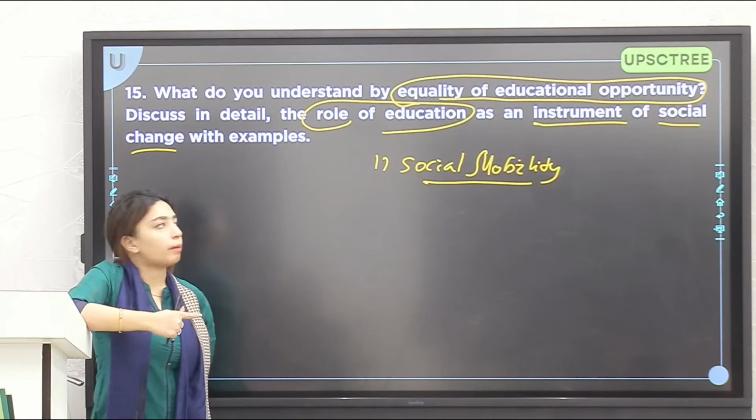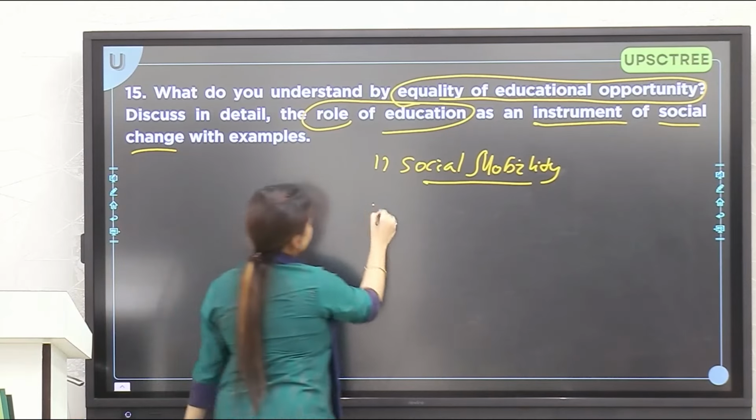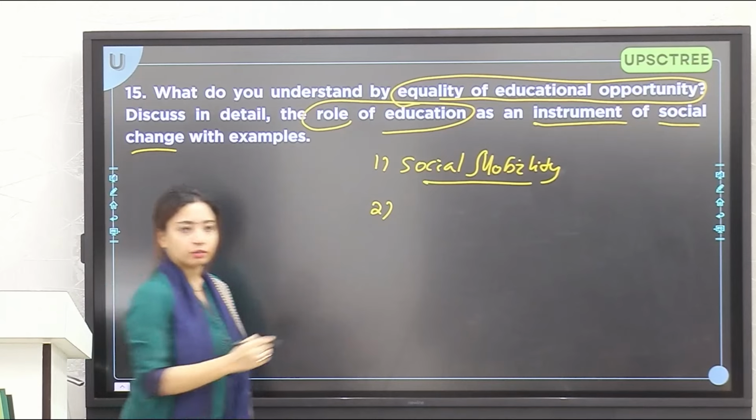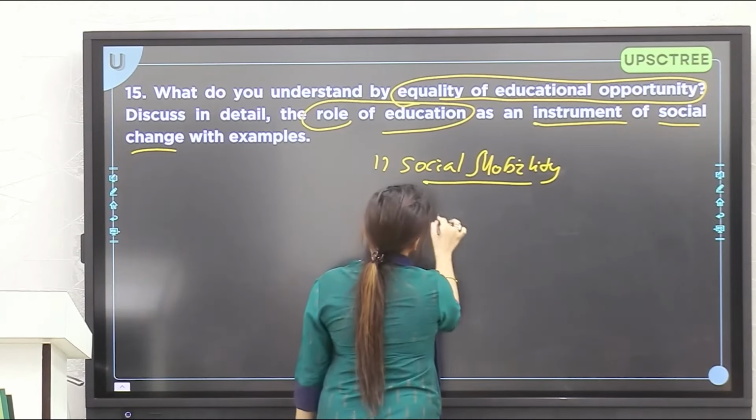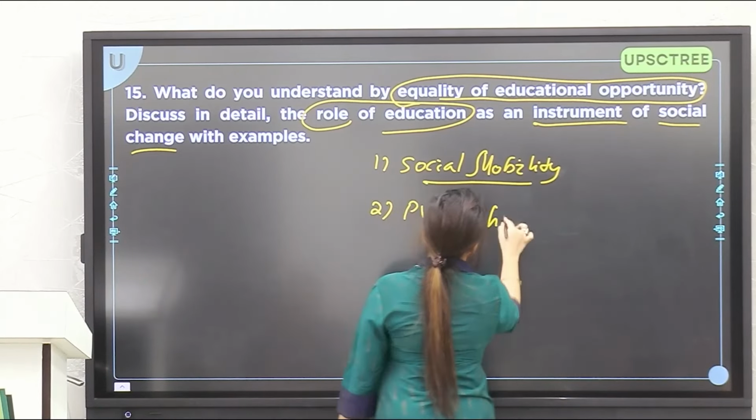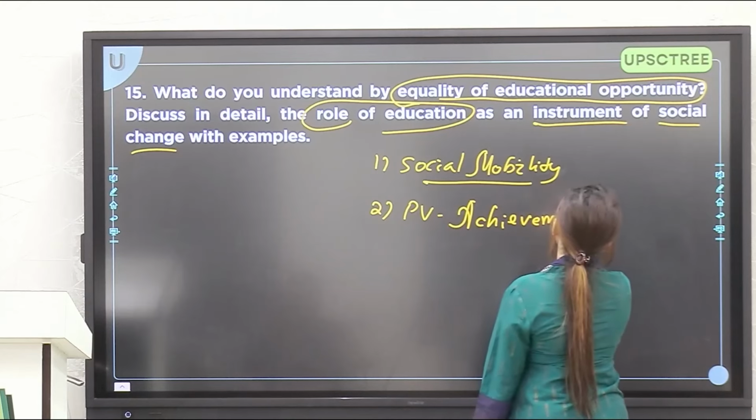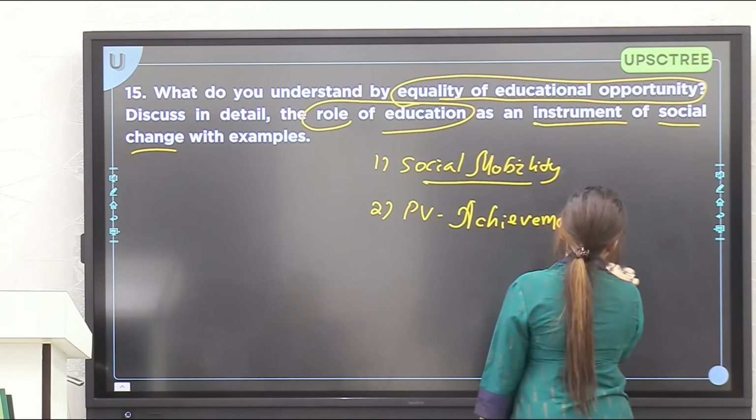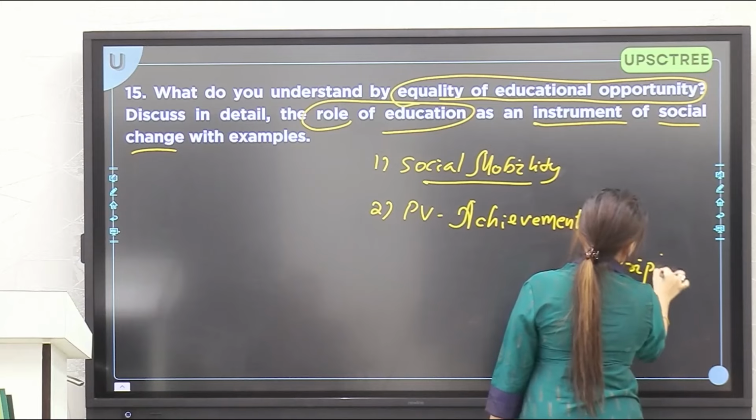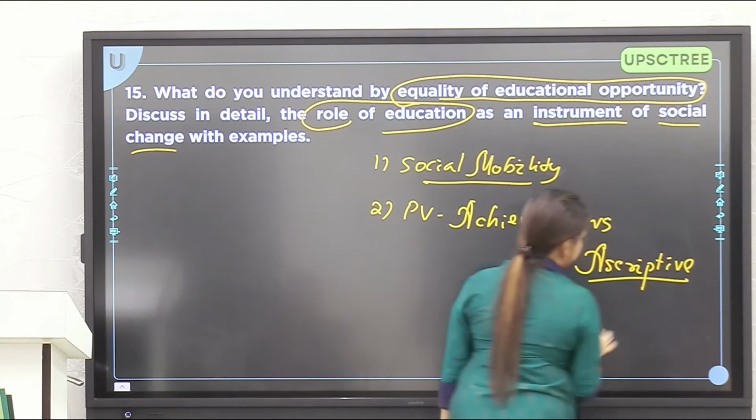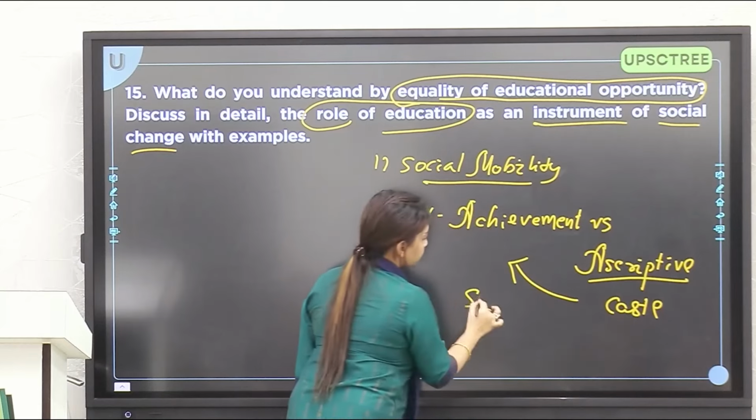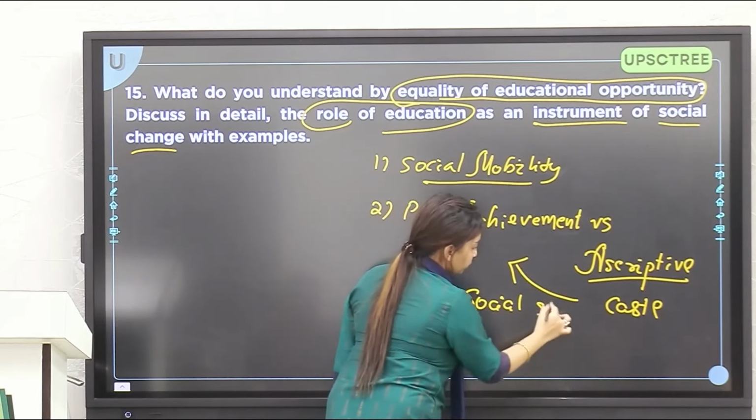Also, this is something which is creating what? Ascriptive versus achievement, pattern variables, achievement versus what? Ascriptive. How? If you are born into a certain kind of caste, then you can change your social status or position through education.